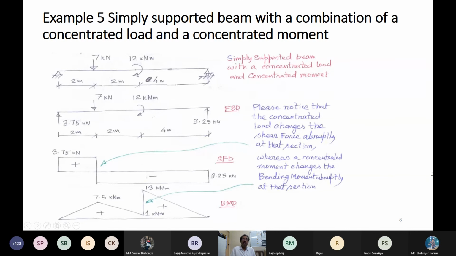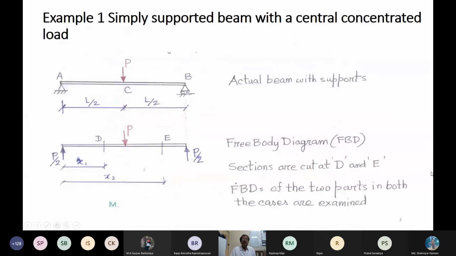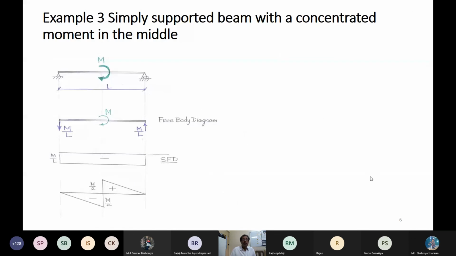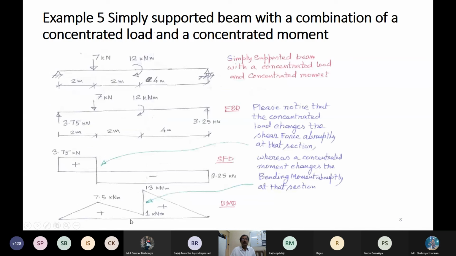Next problem is a combination. So, lessons learned: if there is a concentrated force, the shear force changes abruptly. If there is a concentrated moment, the bending moment diagram changes abruptly. If there is a combination of force and moment, the shear force changes abruptly for this force and the moment changes abruptly for this moment. You solve it yourself.